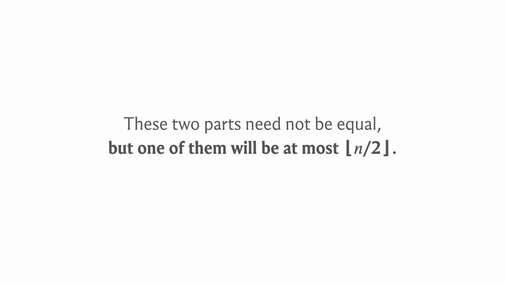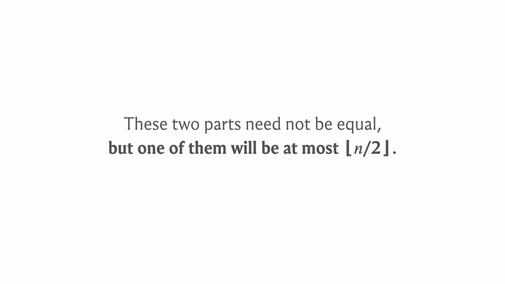So it cannot be the case that both of these parts are strictly bigger than floor of n by 2, because if that was true, then the total number of vertices would be greater than n, which would be a contradiction. So with this one observation, we are basically done.